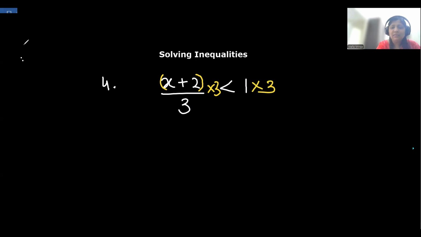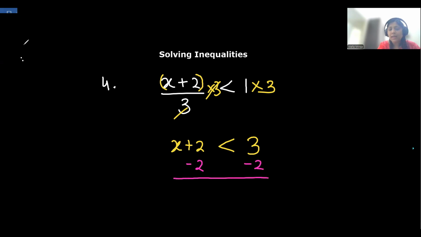If I do it like this, 3 and 3 will cancel out. I will get rid of this 3. I will be left with x plus 2 less than 1 times 3, which is 3. Now I want to get rid of this 2, so I will subtract 2 on both sides. Plus 2 minus 2 will cancel out. x will be less than 3 minus 2, which is 1.